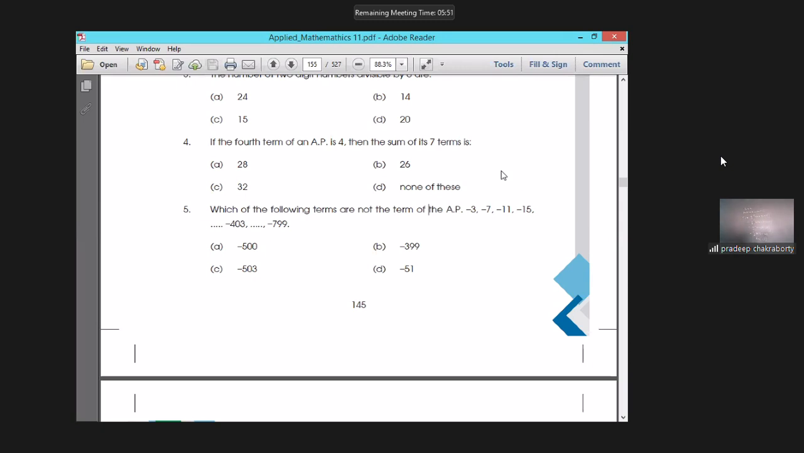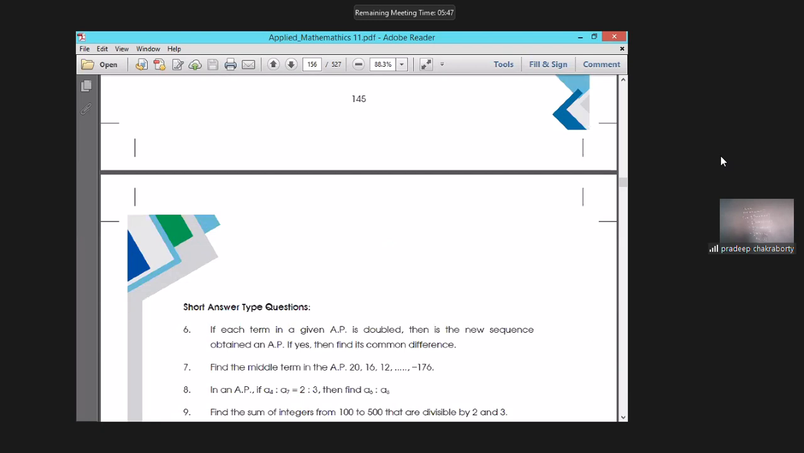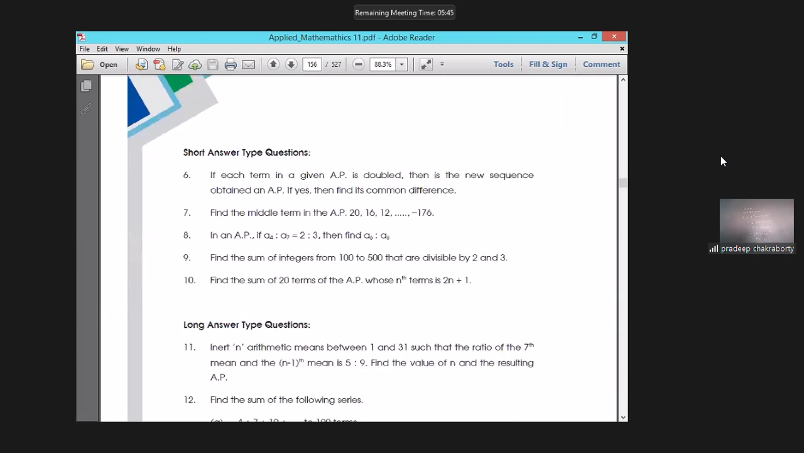Okay, done. So the fifth question you can do as homework. I am leaving that for you. Coming to question number 6. If each term in a given AP is double, then is the new sequence obtained an AP? If yes, then find its common difference.